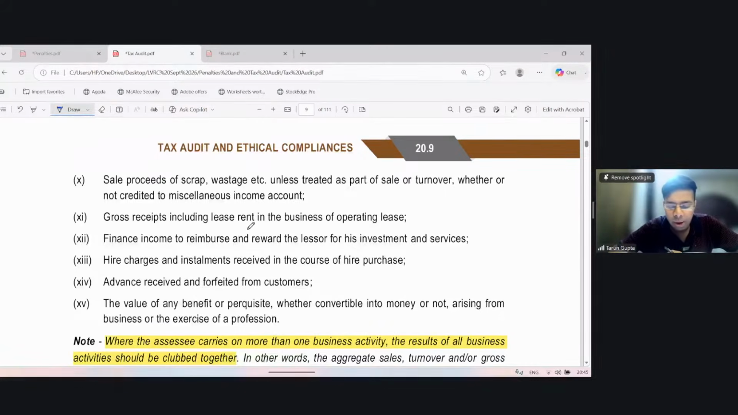Finance income to reimburse and reward the lessor for his investment and services. Hire charges and installments received in the course of hire purchase. Advances received and forfeited from customers are also treated as turnover. So if any amount is forfeited from a customer, such amount shall form part of turnover. The value of any benefit or perquisite, whether or not converted into money, arising from the business or exercise of profession. So 28(iv) also forms part of turnover.